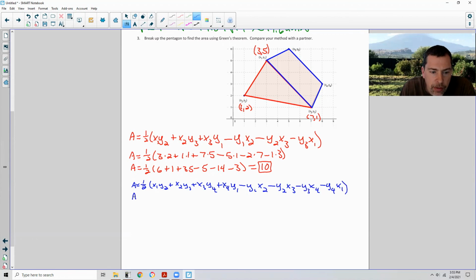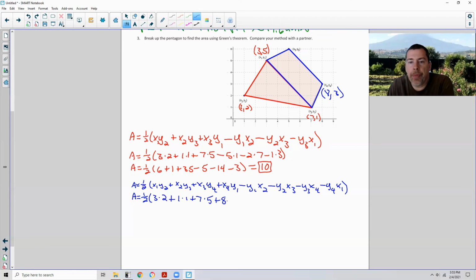Okay, area equals a half. X sub 1 is 3 times y sub 2 is 2 plus, and I could really just speed this up by just looking at these first three. 1 times 1 plus 7 times 5. But don't forget, this is the new one. Plus x sub 4, which is the point 8, comma 3. So x sub 4 is 8 times y sub 1, which is 5.